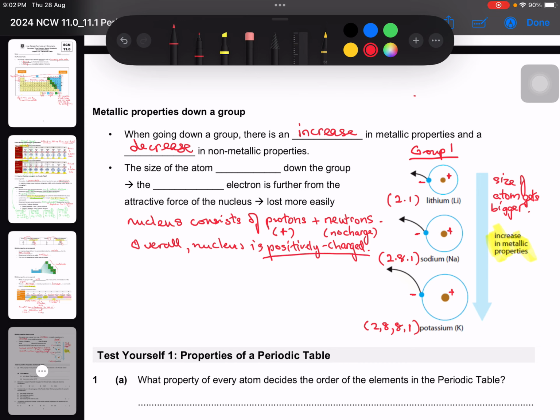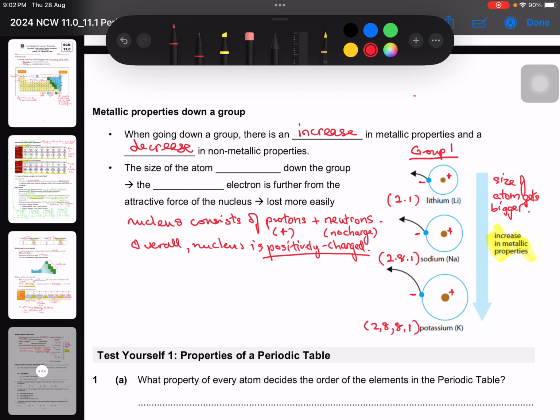Is that okay? So why is the nucleus positively charged? Because it consists of protons and neutrons. Protons are positive. So what keeps the electrons together is that the electrons are attracted to this positive nucleus. Right? Minus and plus, of course, they attract each other. Electrons are minus. Nucleus is plus. So it keeps them there, it holds it there.